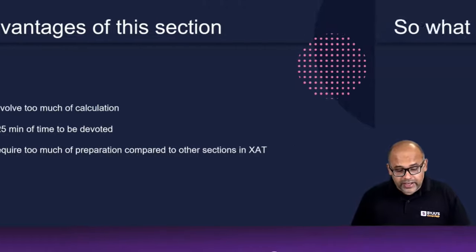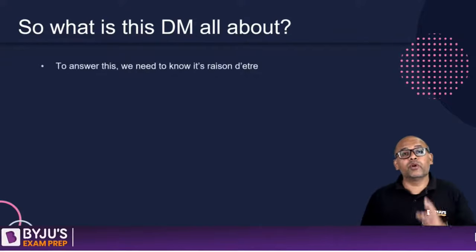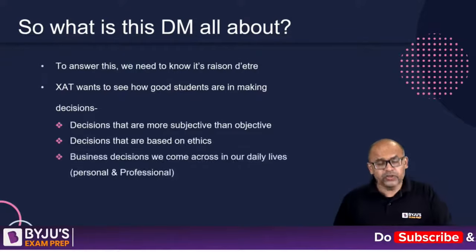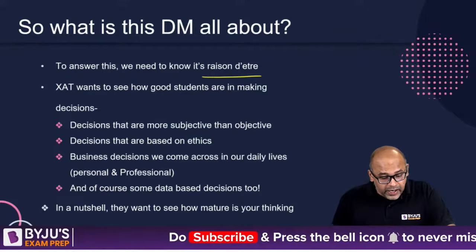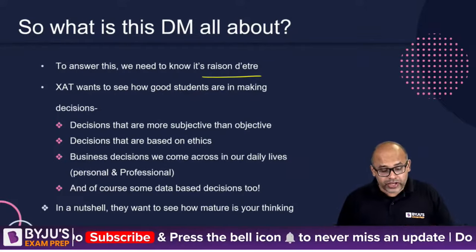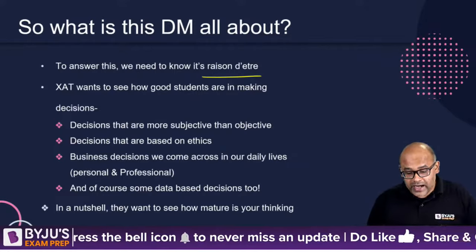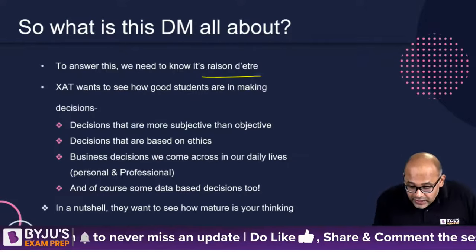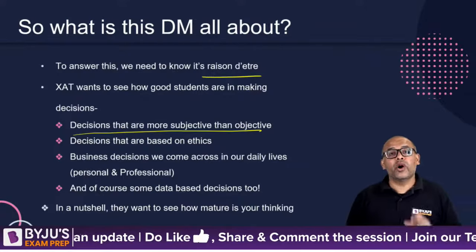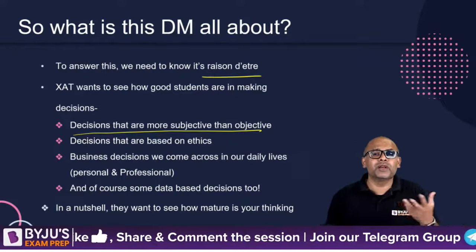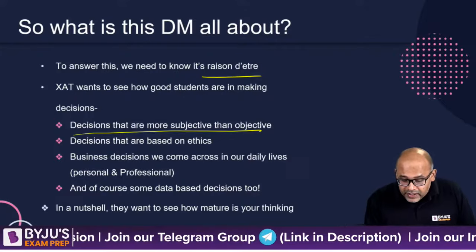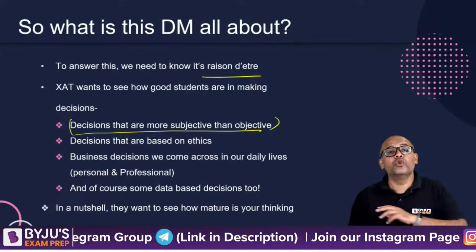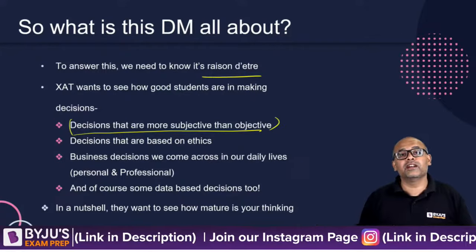So let's go ahead and understand a bit more about this decision making. As I said, first let's understand the reason for its existence. XAT wants to see how good students are in making decisions that are more subjective. Objective, they're already testing you out. Number, calculation, crunching, logic, all that they're testing. Your English, they're testing. But here, this is one area which no other MBA entrance exam in our country tests.